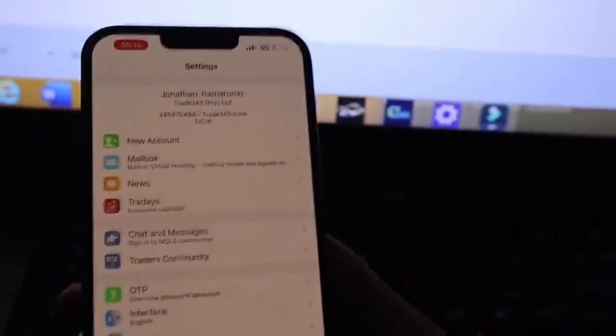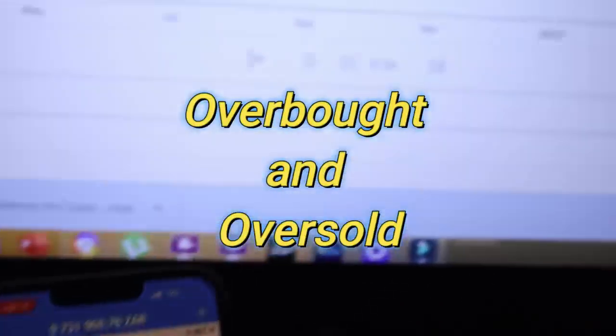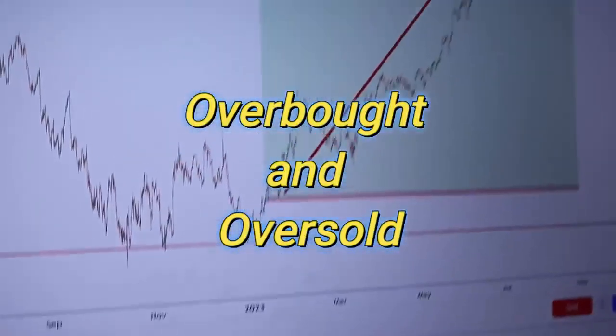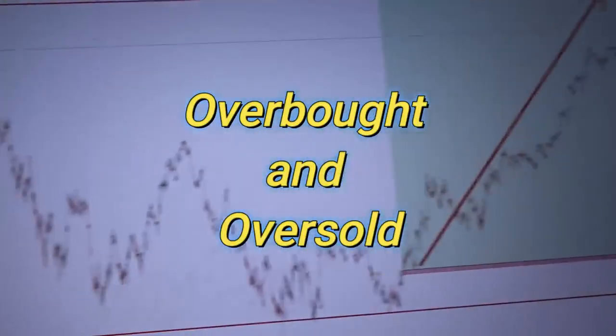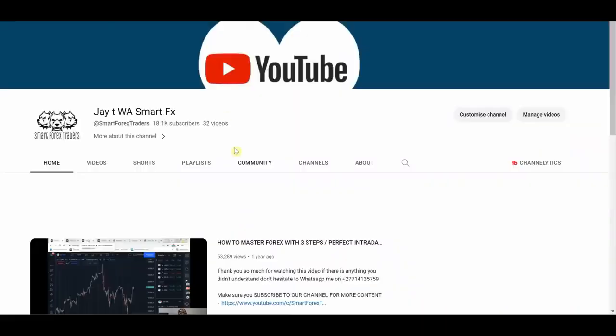In order for you to understand how I entered this trade, you have to understand the concept of overbought and oversold. I don't want to make this video long, so I'm going to upload a separate video based on overbought and oversold. I'm going to explain the strategy in detail.